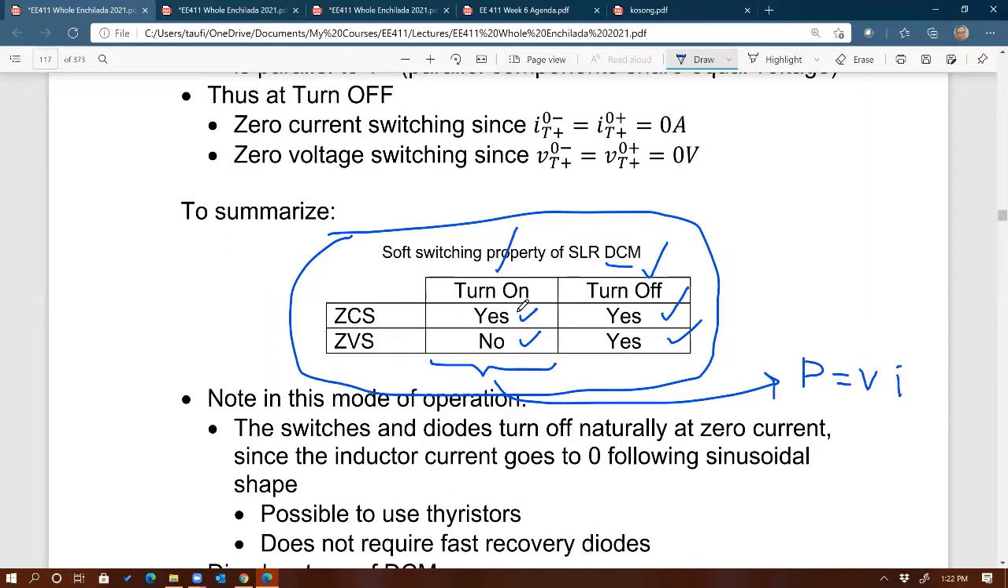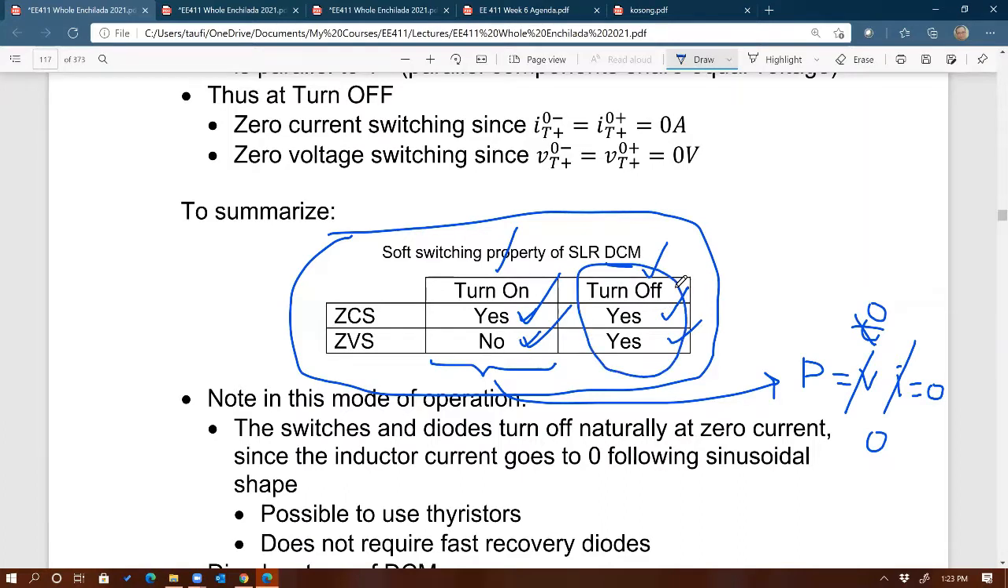So here, the voltage is a no, but the current is a yes. So here's zero current, but the voltage is not zero, and that's fine because any number multiplied by zero gives you zero. But of course, that's theoretically speaking. In the real world though, it will be good if you have yes for both ZCS and ZVS, such as the turn off right there.